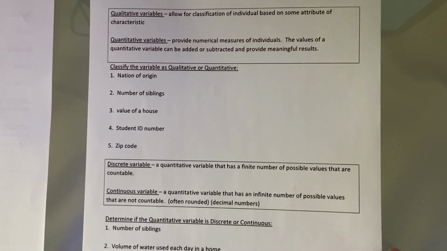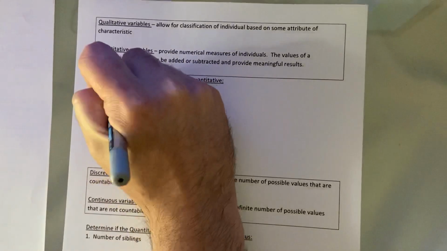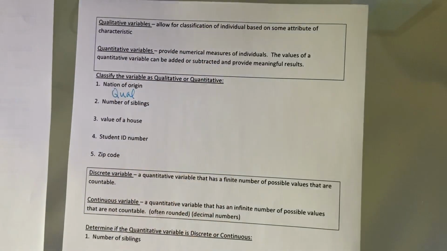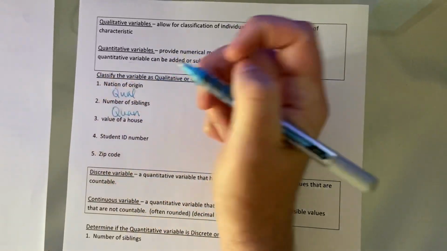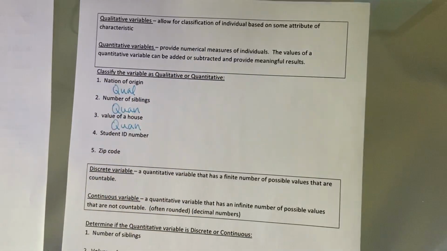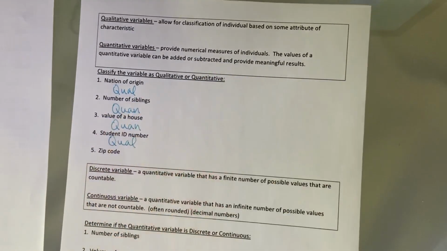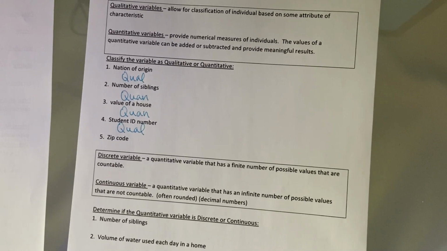Now, generally speaking, on the next page, qualitative versus quantitative. I think most people know by now the difference between those two. Quantities are described in numbers that are a measure. Qualities are just a classification. So nation of origin is qualitative. Number of siblings would be quantitative. Value of a house, quantitative. Student ID number, while it is numbers, it's not a measure of you really. It's qualitative. And zip code.